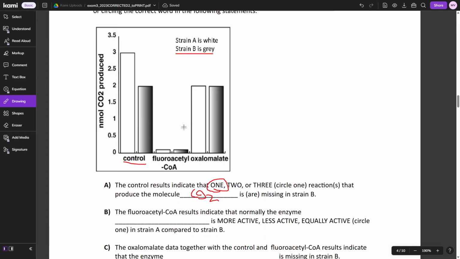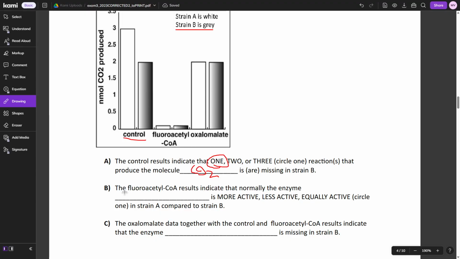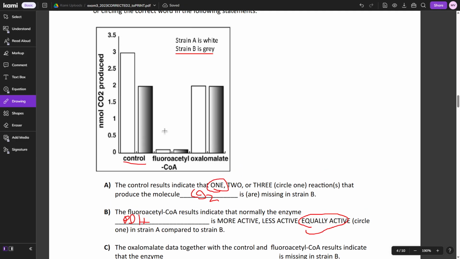So the fact that both of these two strains are inhibited to the same level, the exact same level of inhibition, suggests that normally the enzyme PDH, so pyruvate dehydrogenase, is equally active in both of them because they are both inhibited to the same level. If they were not active, I would expect to see some difference here in the CO2 production. Does that make sense?